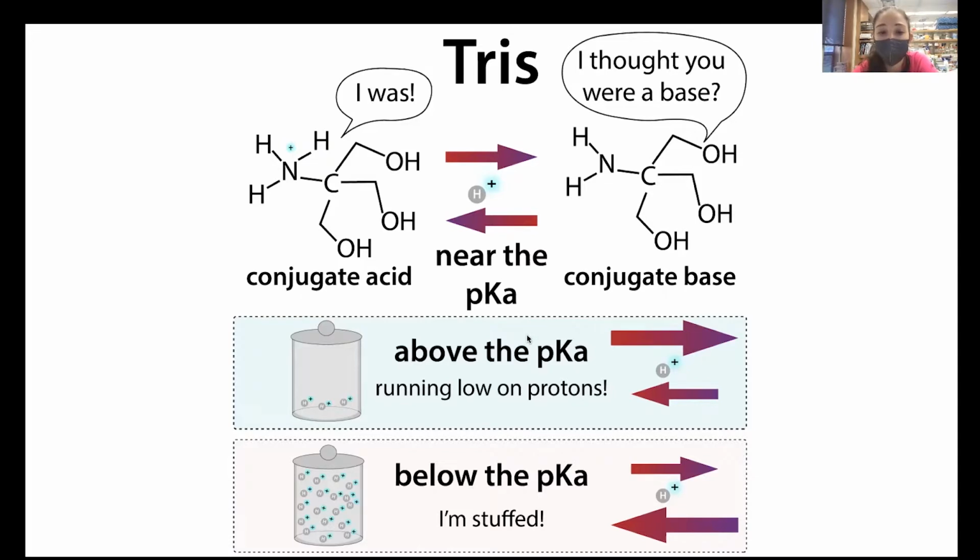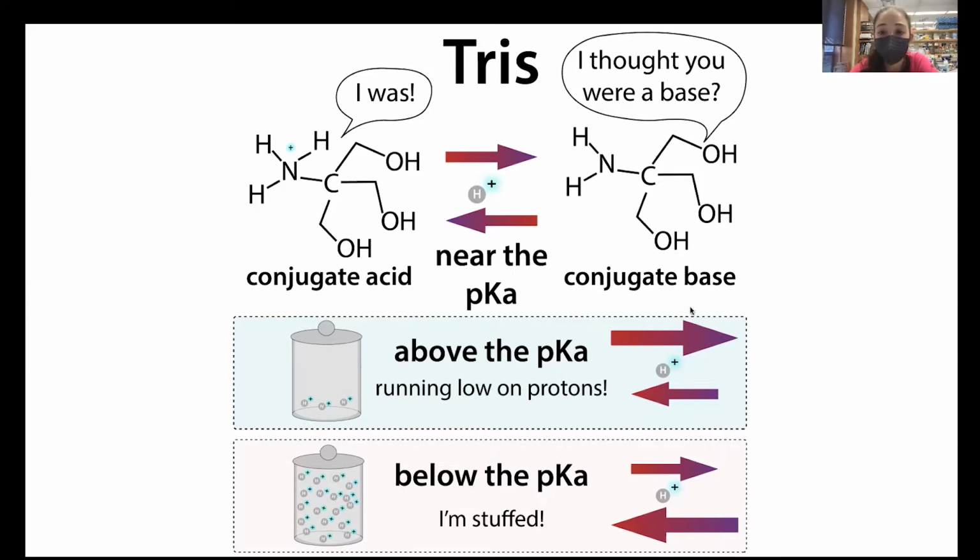When the pH is above the pKa, there aren't as many protons available, and so more of it is going to be found in this conjugate base form. Whereas below the pKa, there are more protons available, and so more of it is going to be found in its conjugate acid form. At the pKa, you have equal amounts of both. And this is why buffers are really good around the pKa of the acid.